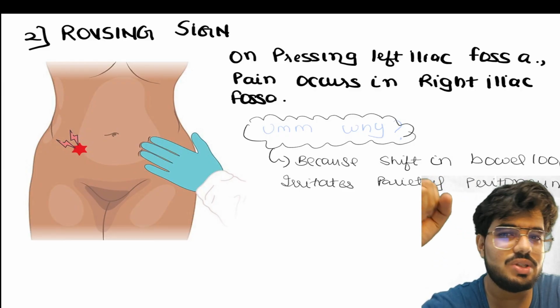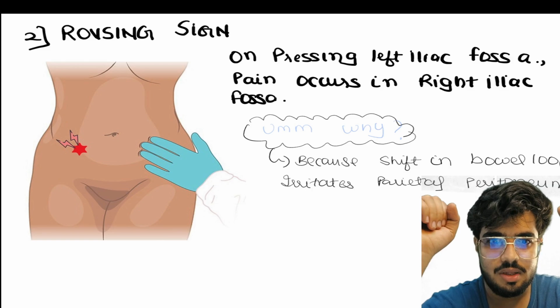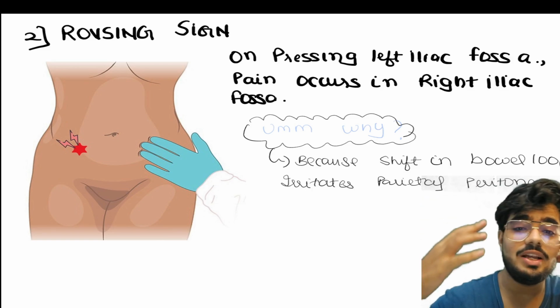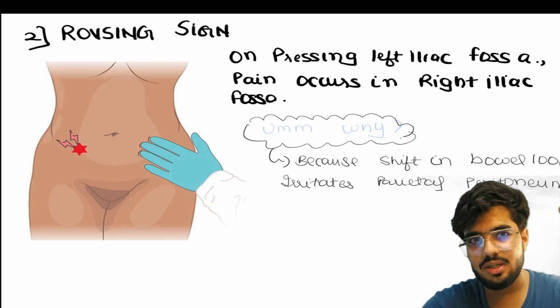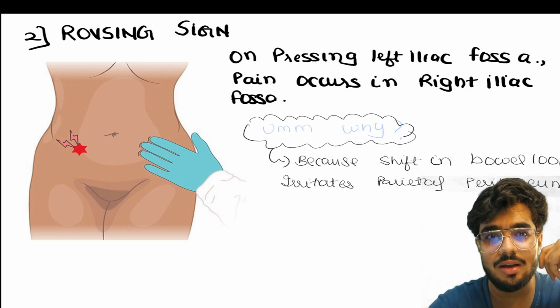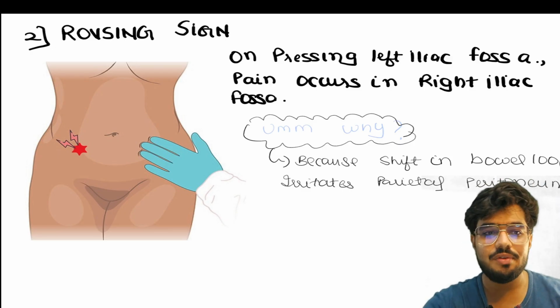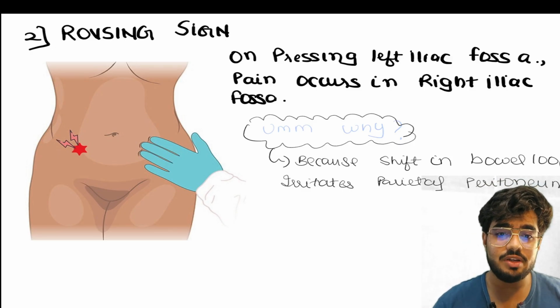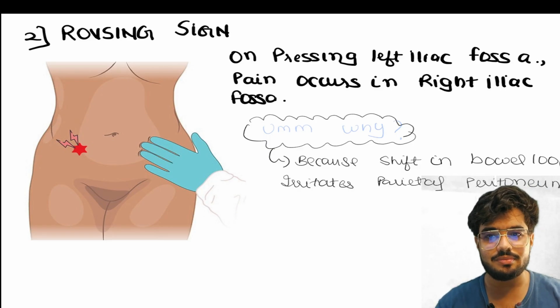Second sign is Rovsing's sign. In Rovsing's sign, if we press on the left iliac fossa, the patient is going to feel the pain in the right iliac fossa. But why? We are pressing on the left, but still why is he having pain on the right? Because when we press on the left, there will be a shift of the bowel, and that bowel shifting will irritate the parietal peritoneum. That's why there will be pain on the right side.